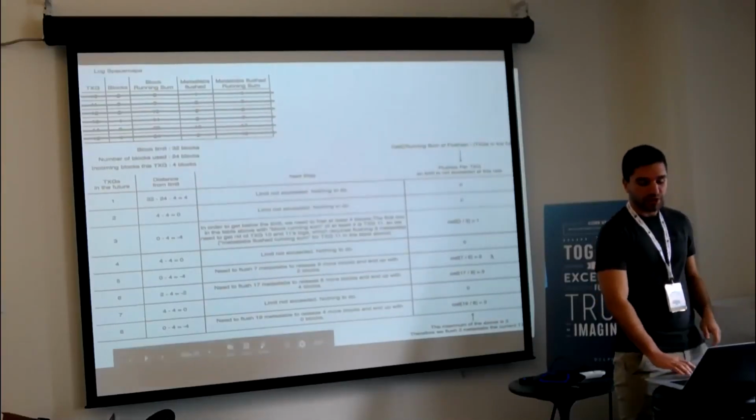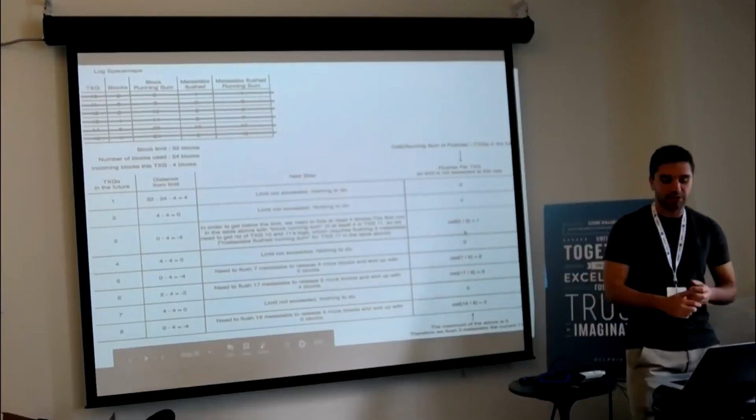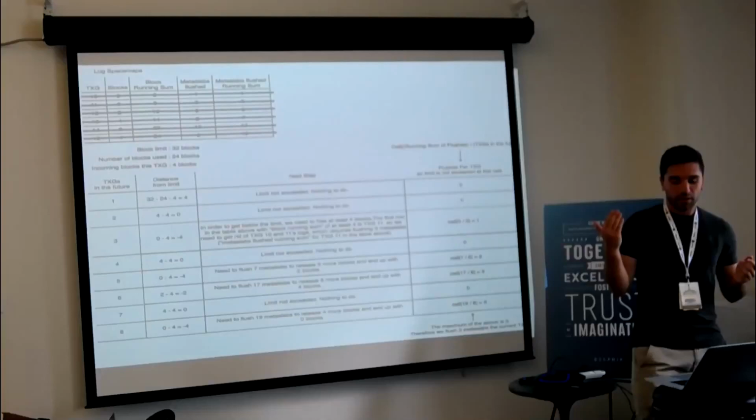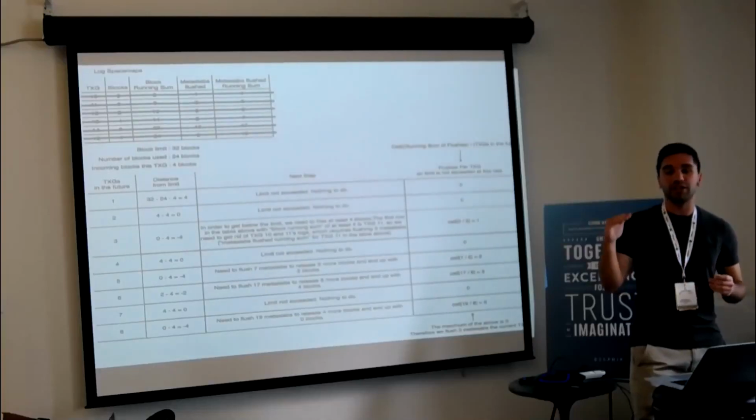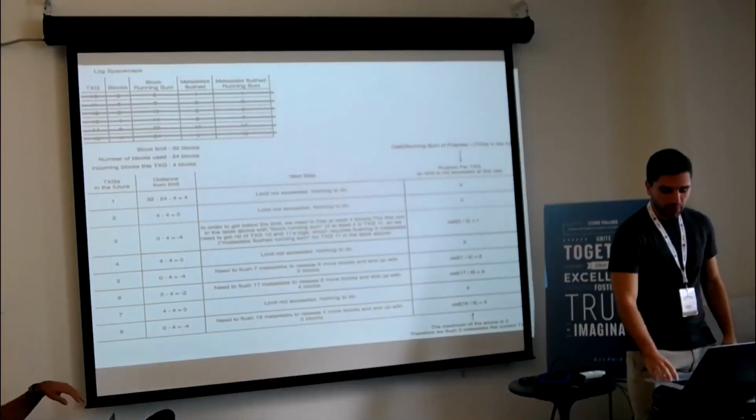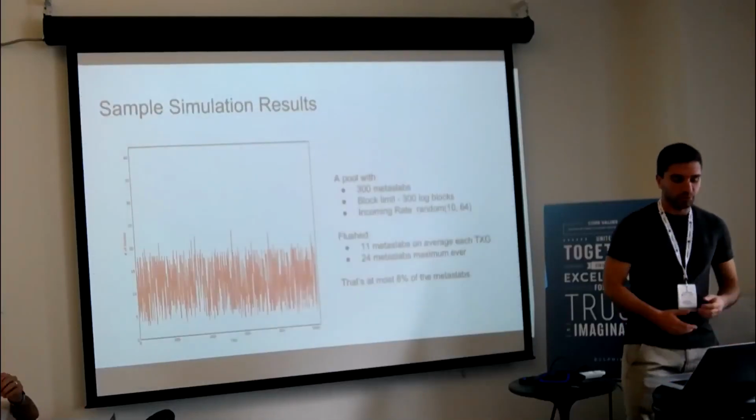And by the end, we just take that column and we take the maximum of the metaslabs flushed per TXG that we calculated in the past, which guarantees us that we're going to stay below the limit based on the incoming rate of blocks. So here's some sample simulation results.